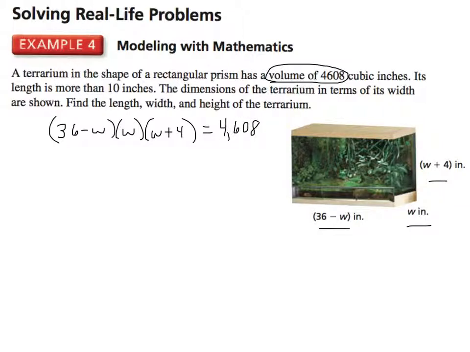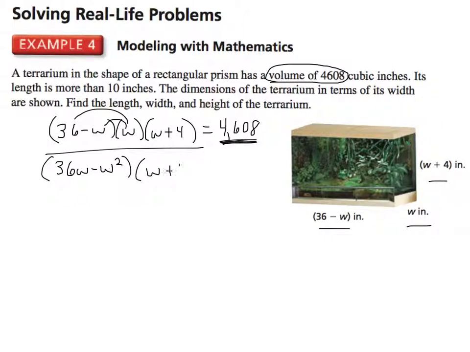Now, make sure you don't do this. Some people are like, oh, well, they're already factored, I set them all equal to 0 and solve. No. Remember, this has to be 0. So you're going to actually have to multiply all of this out. So I'm going to distribute the W, and that gives me 36W minus W squared multiplied by W plus 4.